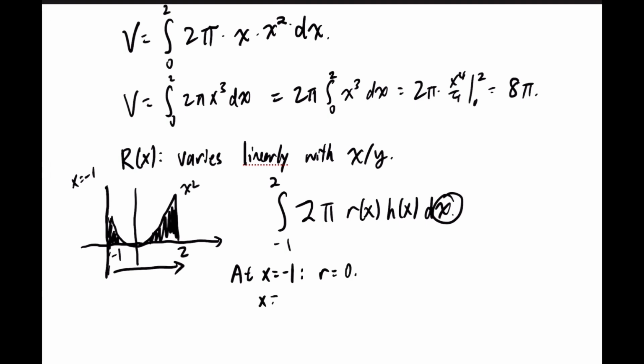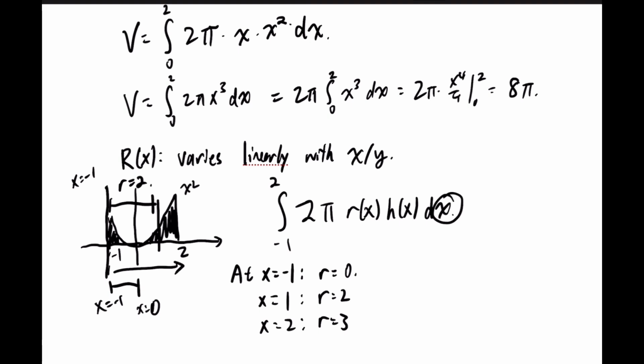Now at x is equal to 1, let's say you're somewhere here, this distance, this radius is now equal to 2, right? So r is equal to 2. Same thing at x is equal to 2, your radius is now 3, because you have to account for this extra distance between the y-axis, where x is equal to 0, and your axis of rotation, where x is equal to -1.